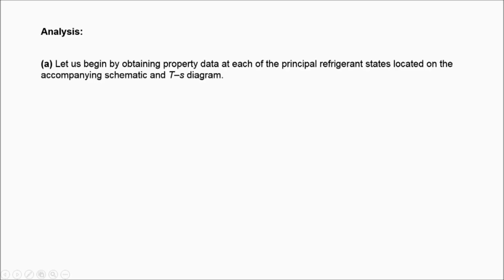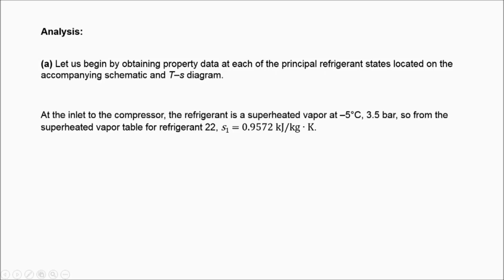Having completed all the preliminary steps for our solution and represented the processes on the TS diagram, let's develop the rest of the analysis. For part A, let us begin by obtaining property data at each of the principal refrigerant states located on the schematic and TS diagram. At the inlet of the compressor, the refrigerant is superheated vapor at minus 5 degrees C and 3.5 bar. From the superheated vapor table for refrigerant 22, we obtain S1 is equal to 0.9572 kilojoules per kilogram Kelvin.